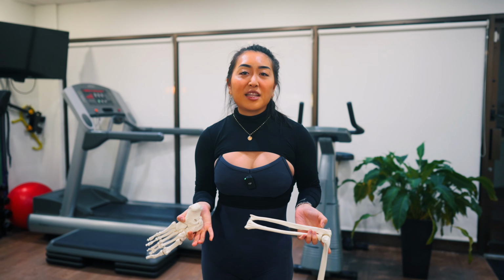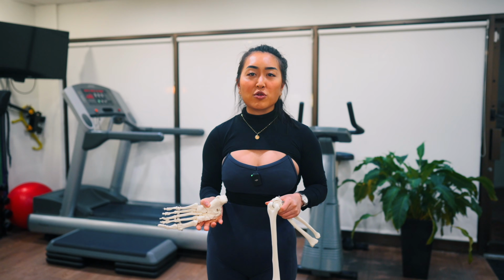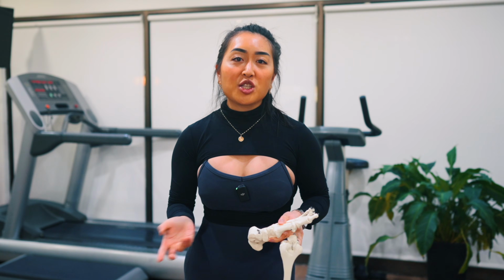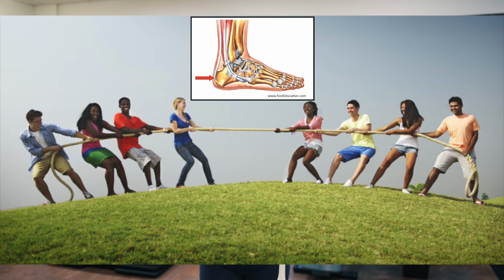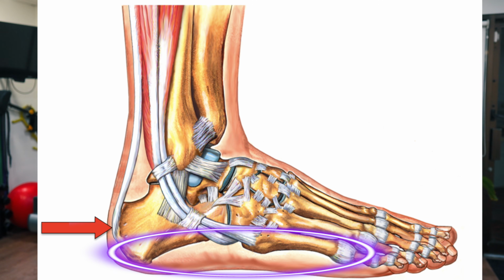I like to use the analogy of a game of tug-of-war when trying to explain why the range of motion of your hip is important when addressing your heel pain. So let's dive into this analogy, shall we? Like a game of tug-of-war, our heel bone acts as the center point of the tug-of-war rope. On one side, we have the Achilles tendon, and on the other side, we have the plantar fascia.